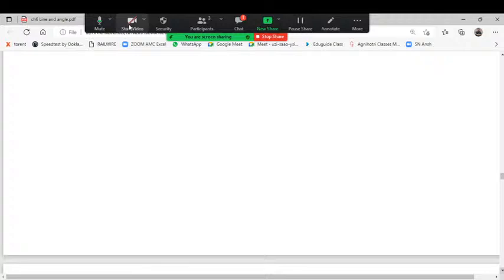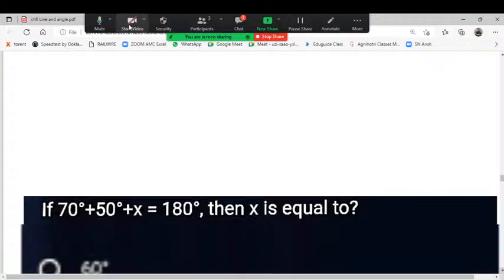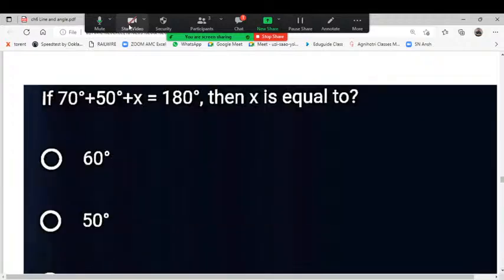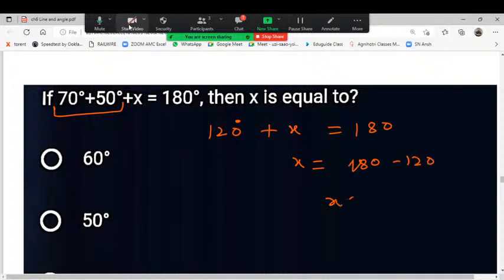Okay, the next question in front of you on the screen is here. It's so easy. You can just sum up 70 and 50, and you will get 120 degrees. You only have x and here 180. You can just shift this 120 to the other side, and it is a simple one-variable solution. Your x looks like 60 degrees.